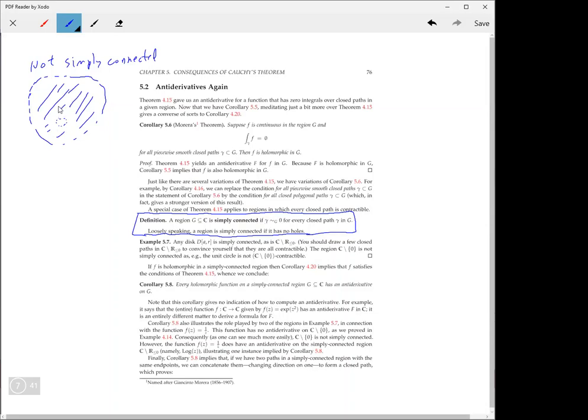If you placed a string or rubber band entirely in here, going around that, then in order to contract the rubber band, you'd have to pull it through that region that's not in there. Another way, the way that simply connected is usually defined, is that the complement is connected. And here, the complement would be everything outside plus this piece right here. And see, the red is not connected, because this is apart from the rest.